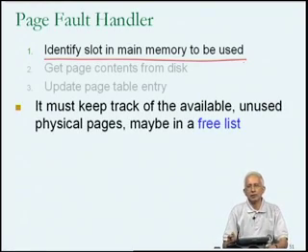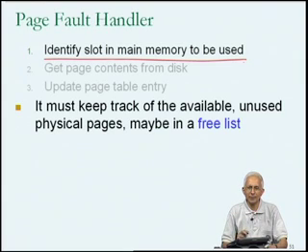Now, from the suggestion that a slot in main memory is to be identified, the immediate suggestion is that the operating system must keep track of the available unused physical pages. If it keeps track of which pages in main memory are currently not used, then identifying the slot in main memory is quite easy. It will just take one of those pages from among all the physical pages which are currently not being used for any virtual page. The operating system might maintain all this information in a singly linked list, for example, which might be called a free list.